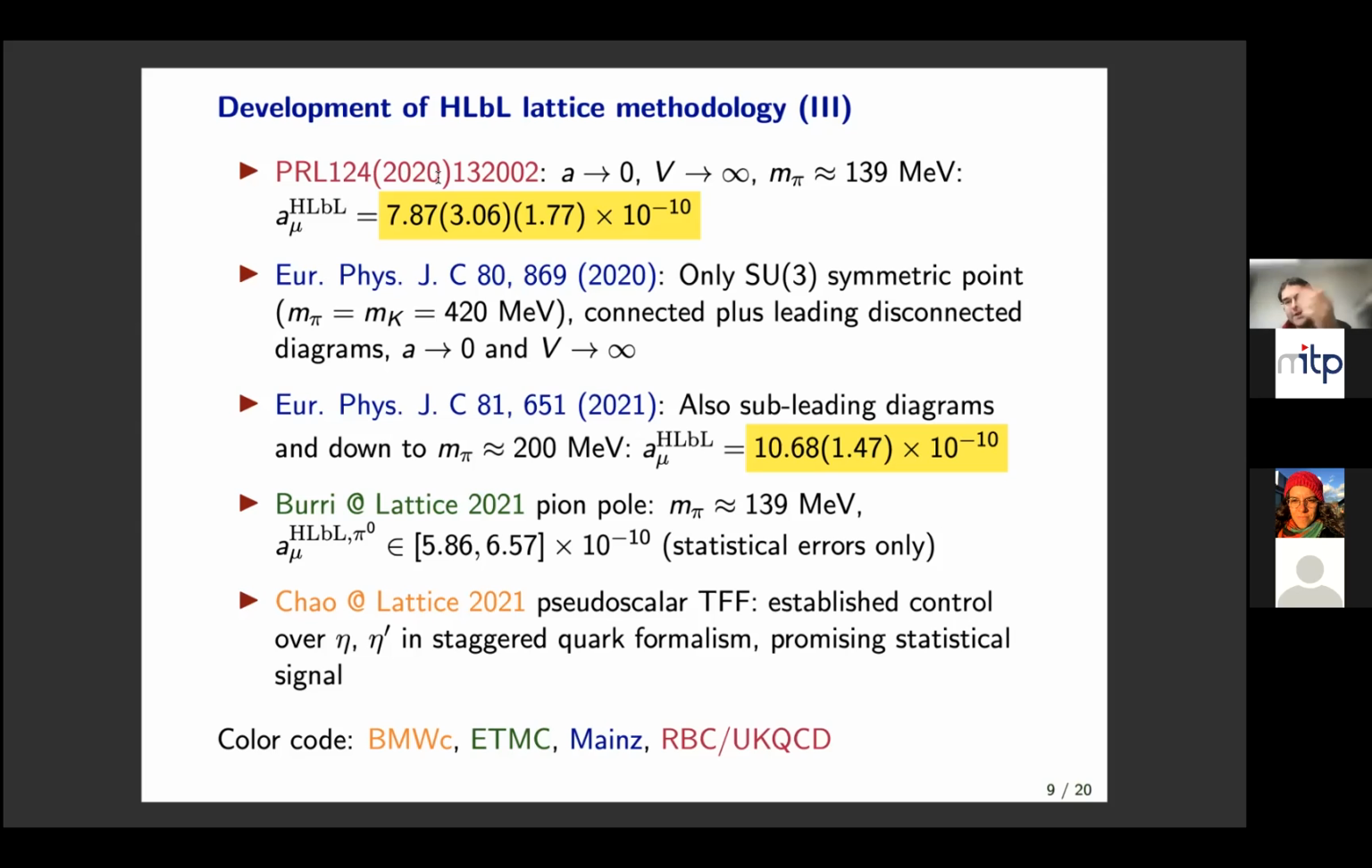So in this work, we performed the continuum extrapolation and the infinite volume extrapolation. Everything was done at physical pion mass. And this is the result that was obtained. I'm going to give a few more details later.